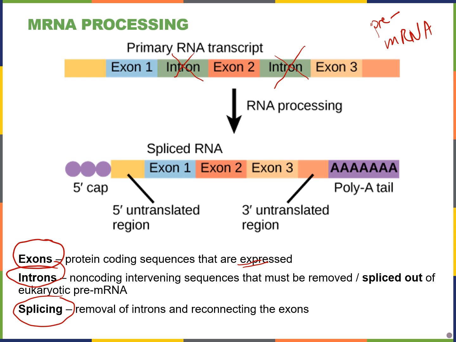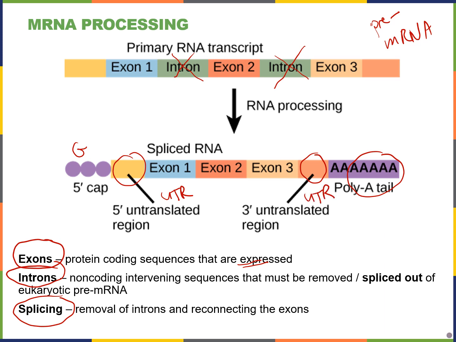Notice that we have our 5' G cap over here and our poly A tail over here. And we're not going to look at this yet, but in a later chapter, we'll see that there are untranslated regions on both ends of the mRNA as well. There's a 5' untranslated region and a 3' untranslated region.